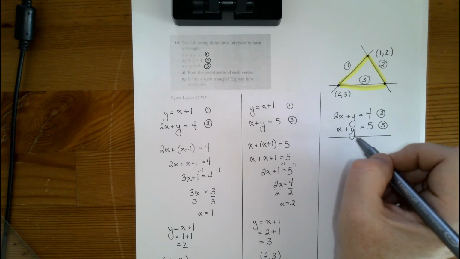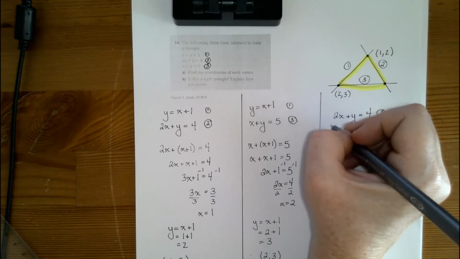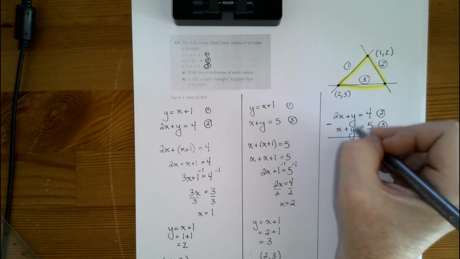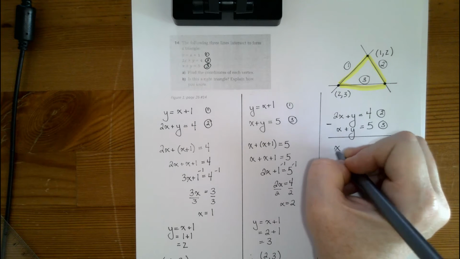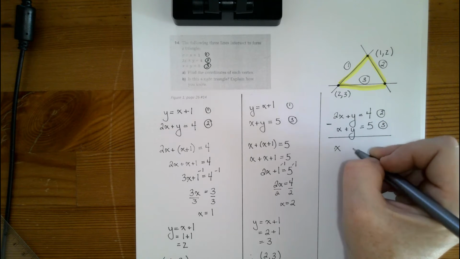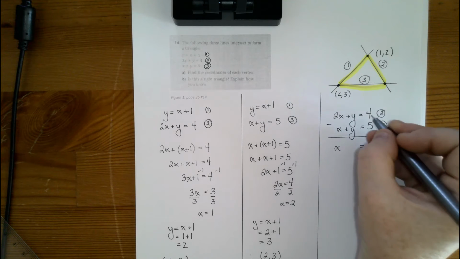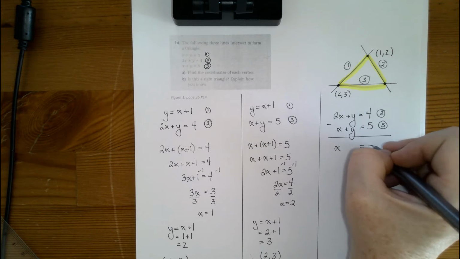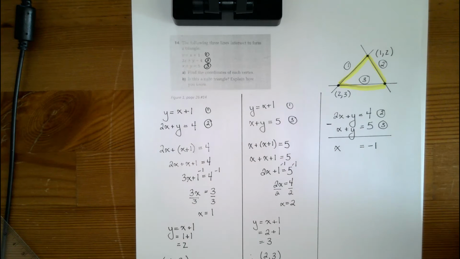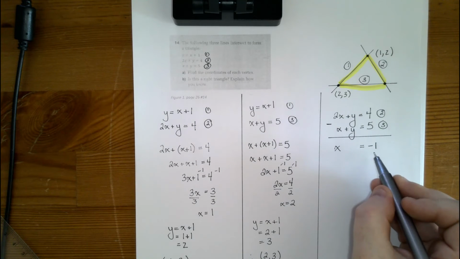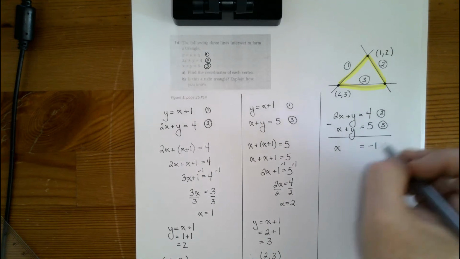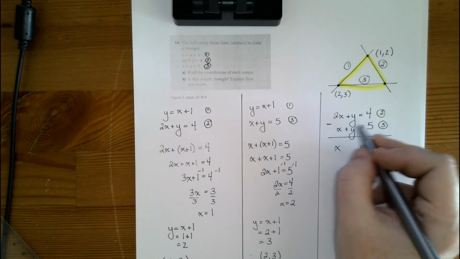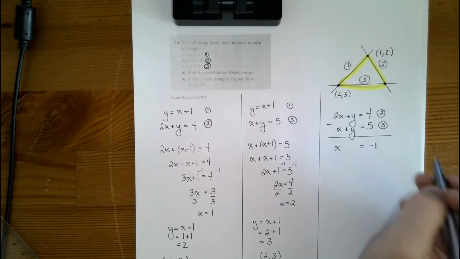So in order to get rid of like 1y and 1y, I have to subtract because these are the same signs. So 2x minus 1x is x. Y subtract y is nothing. And 4 subtract 5 is negative 1. So now I know that x is negative 1, and I can go ahead and put it back into one of these equations. So I'm going to pick this one because it again has less math to do.